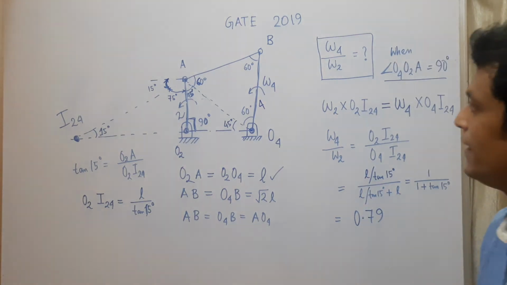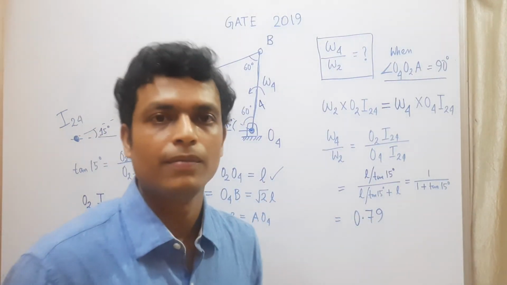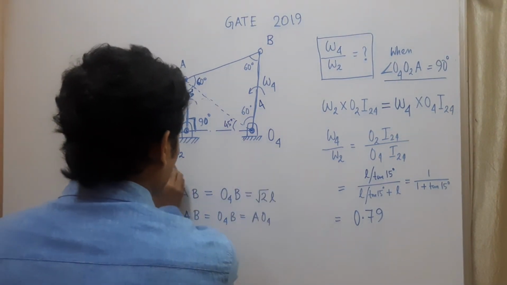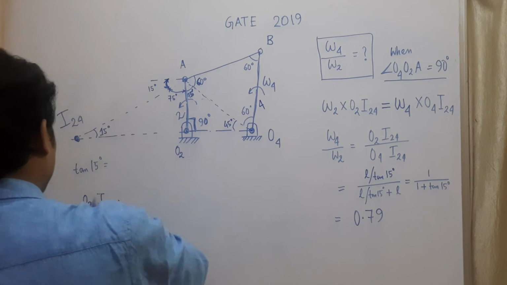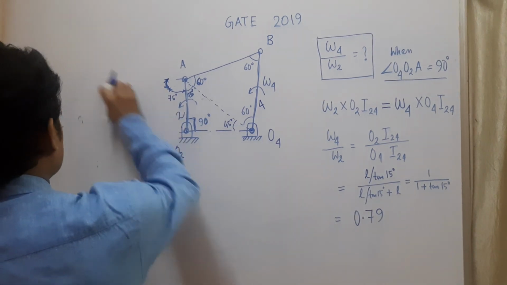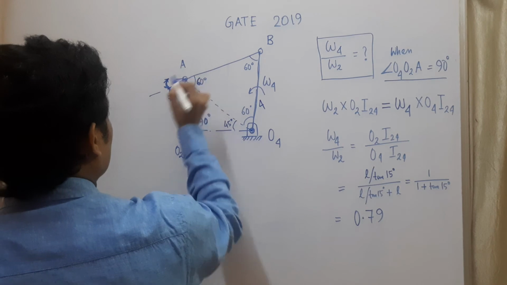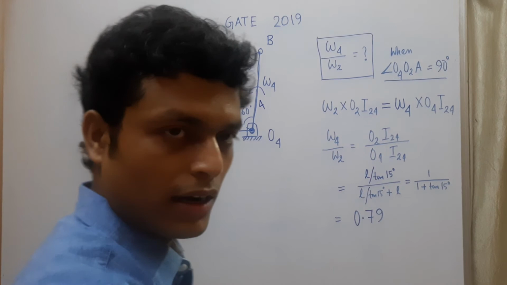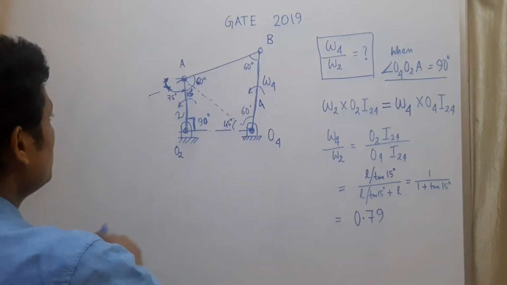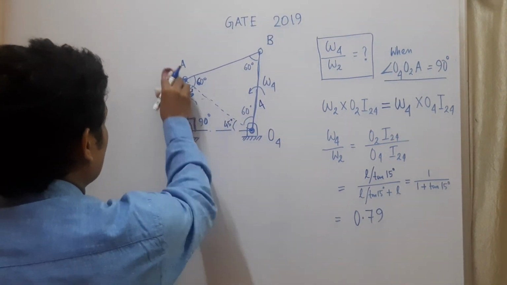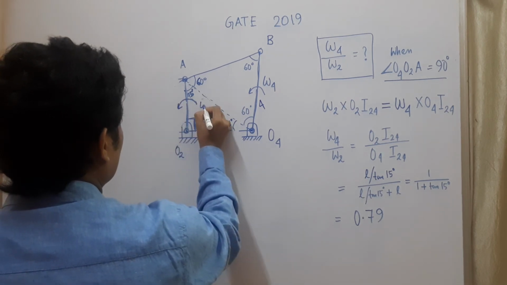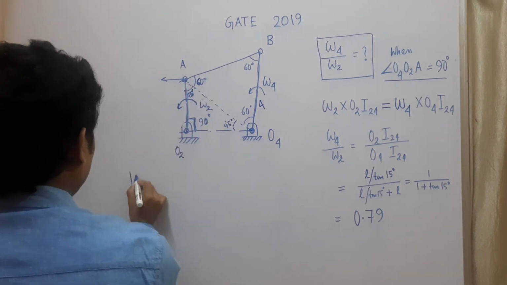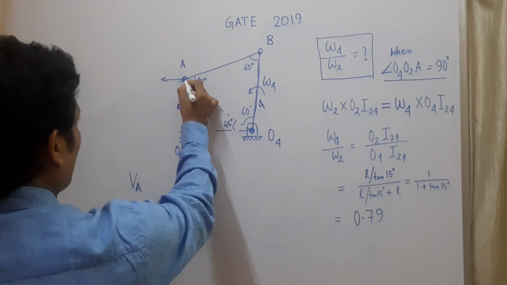Now we have not solved this problem by the relative velocity method. Let us apply relative velocity to this problem. How to solve this? So erase everything. If we apply the concept of relative velocity, that will be easier also for this problem. Say this is omega 2. Now velocity of point A, VA, what is it?